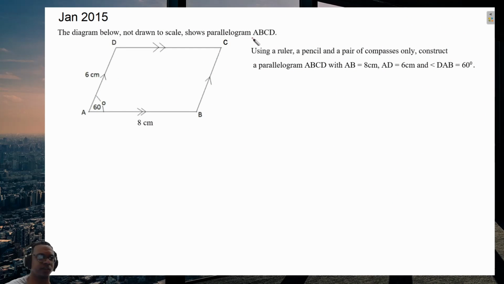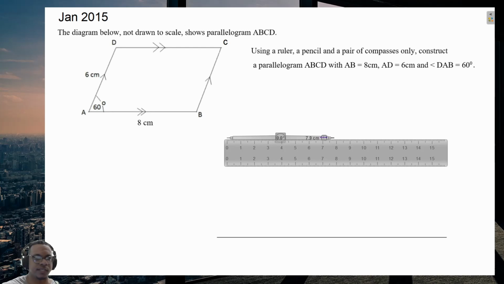In this question, we have to draw a parallelogram ABCD. Now they gave you a diagram to illustrate what they want. So we're seeing that we have a 60-degree angle here. Side AD is 6 centimeters and side AB is 8 centimeters. And of course that information is given here as well. So first I'll start with the line segment AB being 8 centimeters long. So I'll draw a light line that's more than 8 centimeters long, and I'll open my compass out to 8 centimeters to construct that line segment.